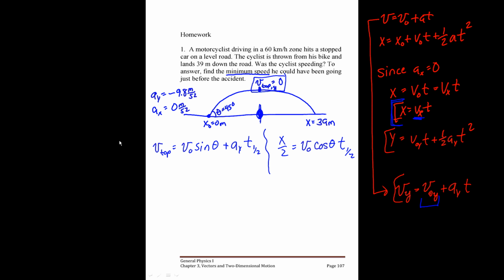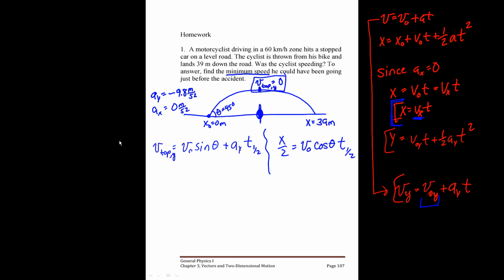All right, so I have these two equations written. Let's see, I know x. I know velocity at the top in the y direction. But I don't know what v naught is. I know what theta is. We're assuming it to be 45. And I don't know what t is. So I have two equations with two unknowns. My two unknowns are v naught and, I'm sorry, this should not be a y here. My two unknowns are v naught and t, or t1 half in this case.